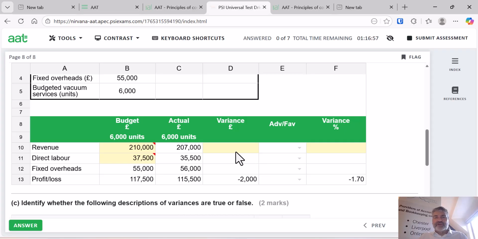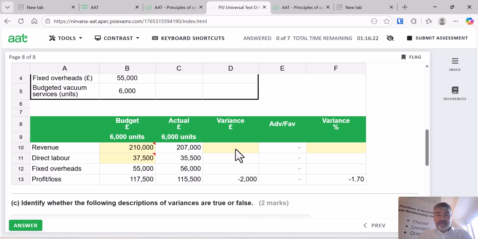Well, what am I looking at in here in terms of the variance? I'm looking at the revenue. I can see that the actual revenue is less than the budgeted revenue. So that would be, because I'm talking about revenue, an adverse variance. The revenue is not as much as I thought it should be. So I want to show my variance as a negative. So to do that, I simply want to take the contents of cell C10, which is the actual revenue, and I want to deduct the budgeted revenue, which is shown in B10.